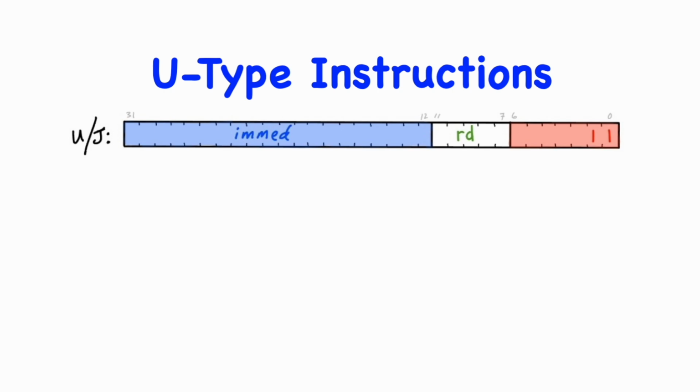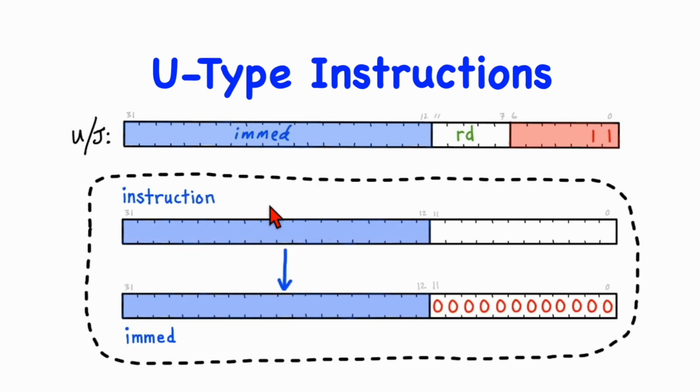U-type instructions are used to load a destination register with an immediate value. There are no source registers involved, allowing the instruction to contain a 20-bit immediate field. These 20 bits are loaded into the upper 20 bits of the destination register, so the immediate value is used like this. Notice that 20 bits plus 12 bits from another instruction allow us to load all 32 bits of a register, or to jump to any location in the address space, which in RISC-V is a 32-bit address space.